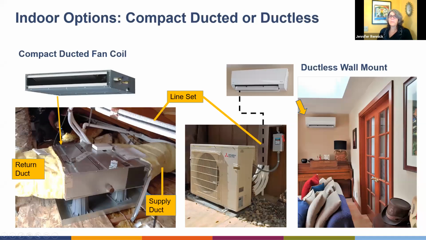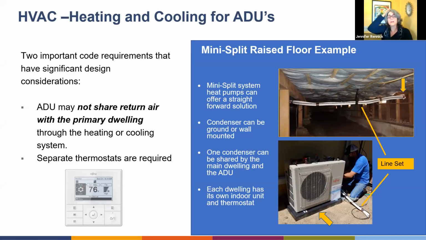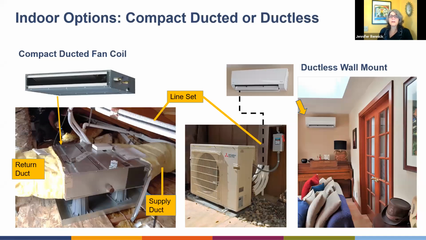This is an example of a project where it was really easy to run the line set under an existing raised floor. So it was slick. And this is what it would look like on the inside, the two pictures on the right. The outdoor unit is for a different project, but it's, you know, similar concept where that outdoor unit, the refrigerant line goes into a ductless wall-mounted system. And then there's an example of that on the right.